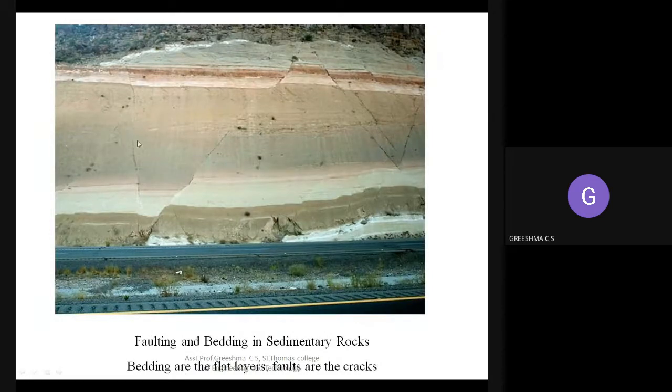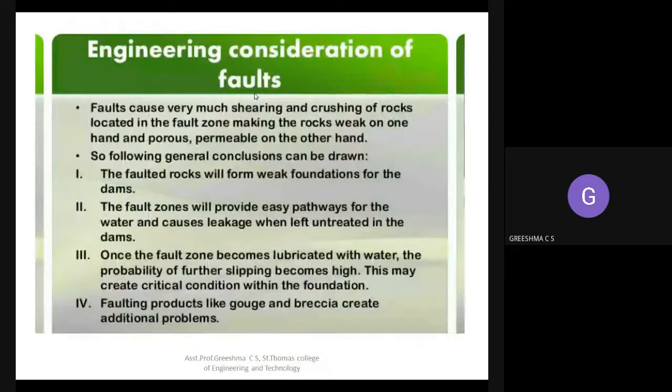Here, what is actually happening? Here, the rock is getting crushed and sheared. Due to the forces acting inside the rocks, the rock is getting crushed and sheared. So thereby what is happening? The rock is becoming permeable and porous. That means if there is a crack like this, it will allow the water to pass through it. So the rock is becoming permeable and porous, which means it is becoming a weak rock. So we can say that the fault leads to the formation of a weak rock.